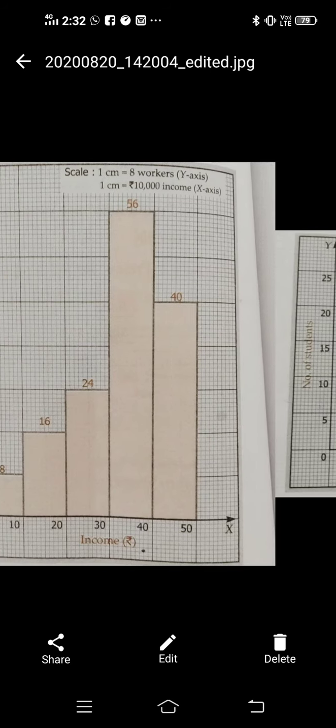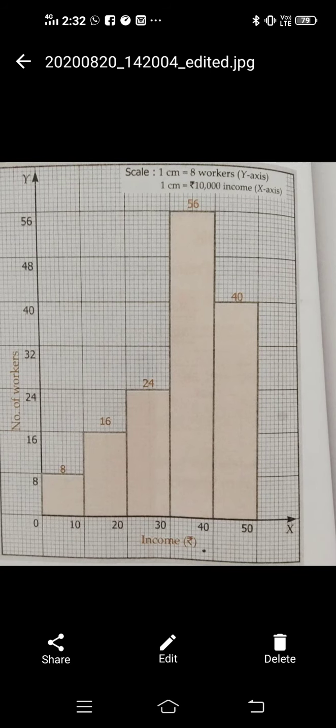Next is histogram. Histogram is a two-dimensional diagram, meaning length and breadth. So it is a two-dimensional diagram and it is a very commonly used method to present the data. You can say it is a graphical presentation of frequency distribution.